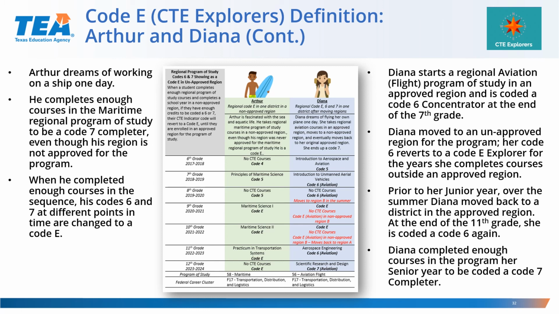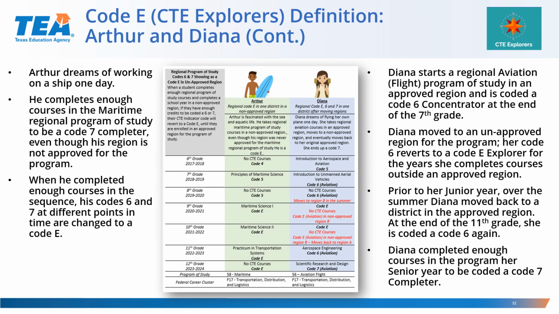So that means in the region that she moved to, the ESC geographic region, they're not approved for the regional program of study. She continues, though, to take aviation flight program of study courses in the unapproved region from the 9th grade through the end of the 10th grade. When she moves to an unapproved region at the end of her 9th and 10th grades, Diana's Code 6 concentrator is converted to a Code E Explorer. This is because she is completing courses in an unapproved region for the regional program of study.